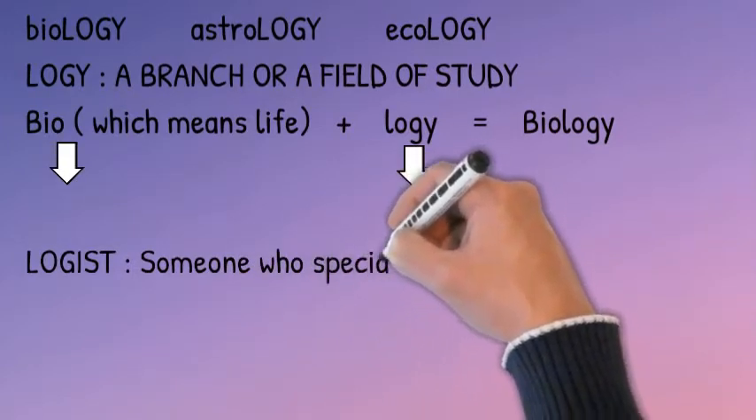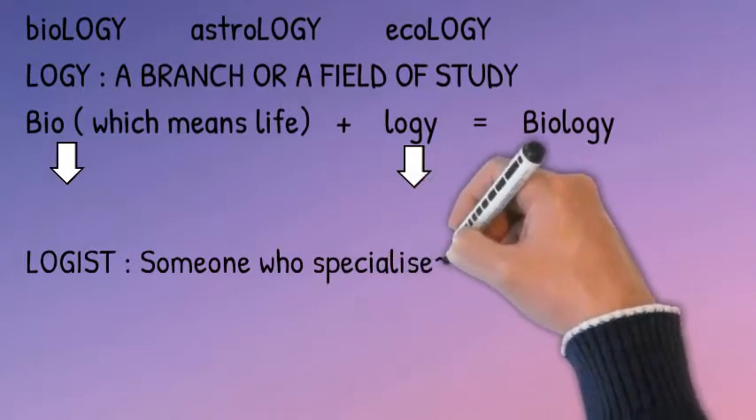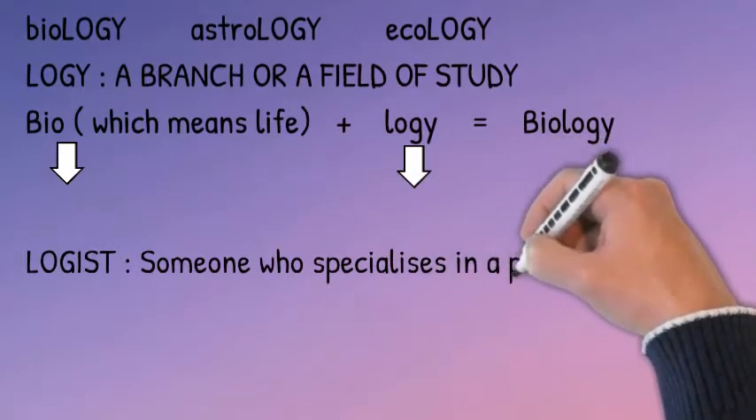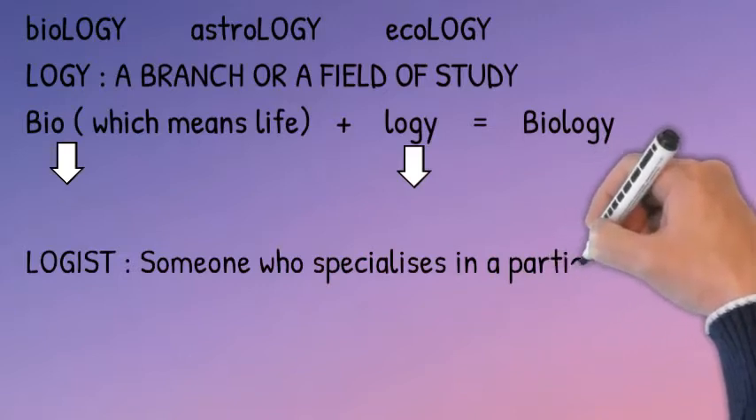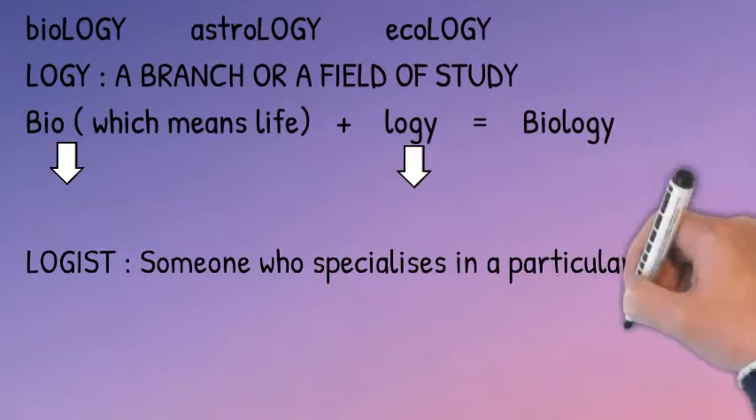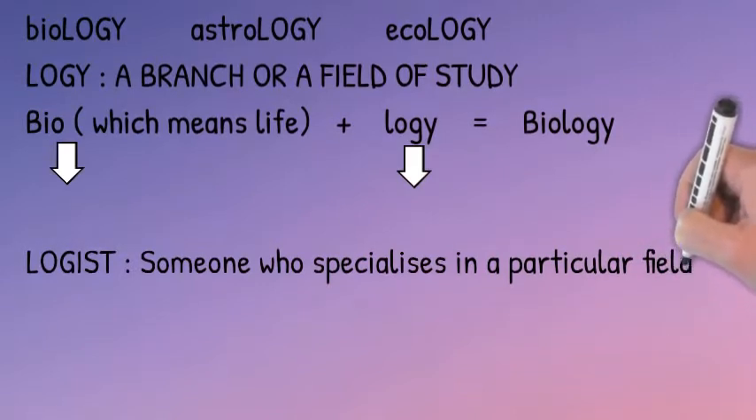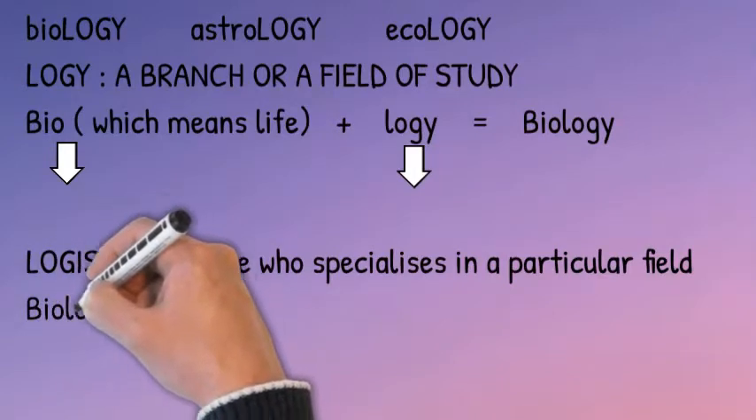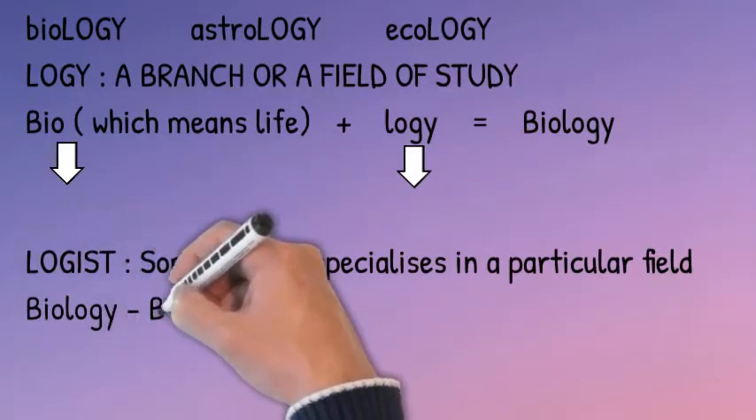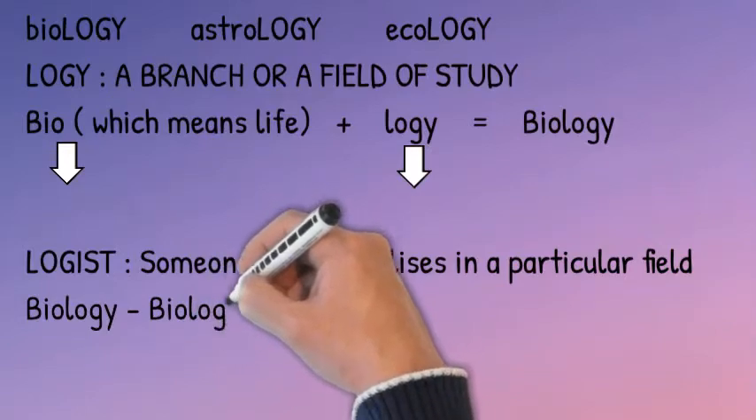And we have another suffix, logist, which means someone who specializes in a particular field. Example: a person who studies biology is a biologist.